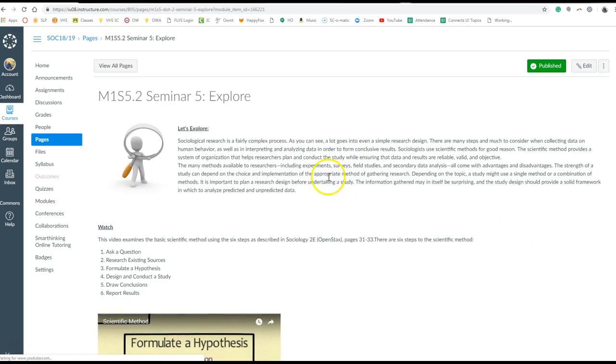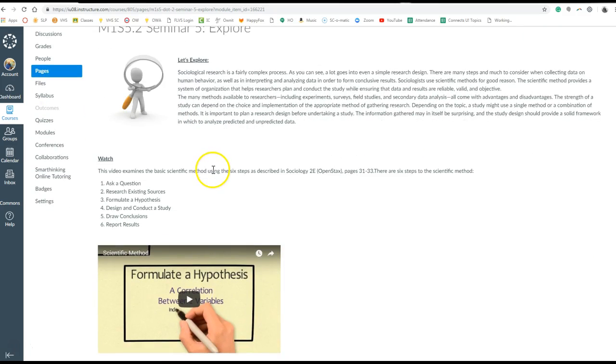And then what we're going to do is we're going to get right in there. And again, any time that we are doing a sociology project or we're doing a study, the first thing you do, and this is the scientific method, is you ask a question. Then you research existing sources, what's out there, what's already been written. You formulate a hypothesis, then you design and conduct a study, you draw conclusions, and then you report your results.